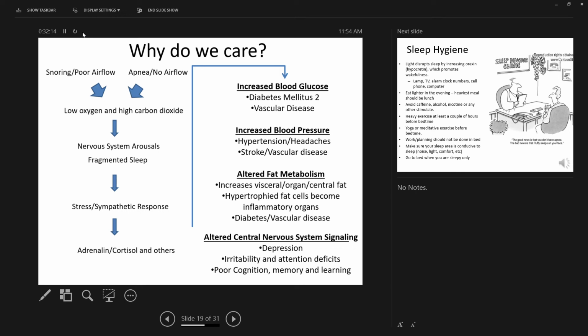So why do we care about this? Well, snoring, first of all, is not benign. So we do want to do sleep assessments on people who snore.